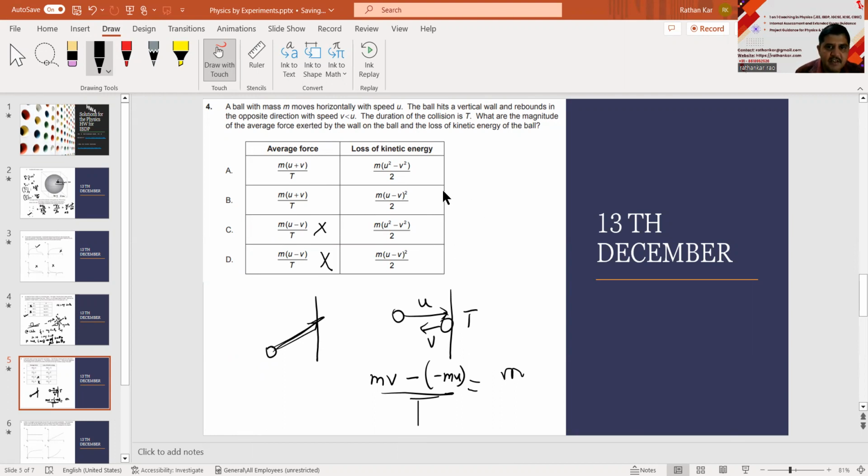The final kinetic energy will be equal to half mv square. The initial kinetic energy would be half mu square. So the loss of kinetic energy would be mu square by 2 minus mv square by 2. So this one is also incorrect, and therefore this is the right answer.